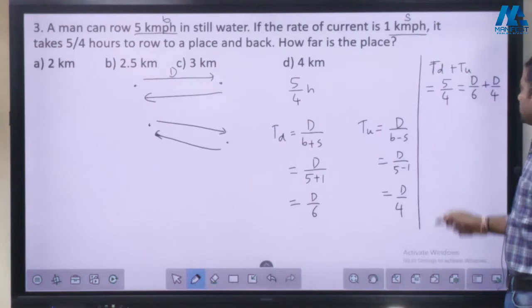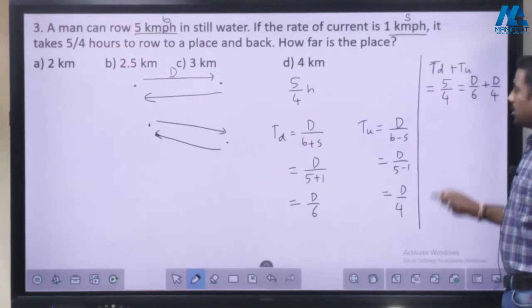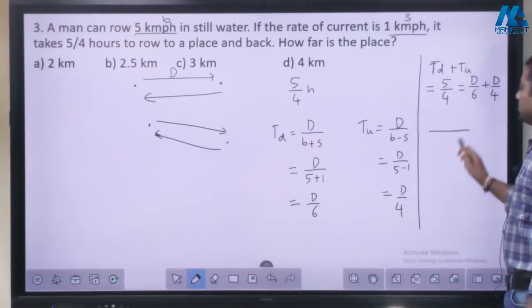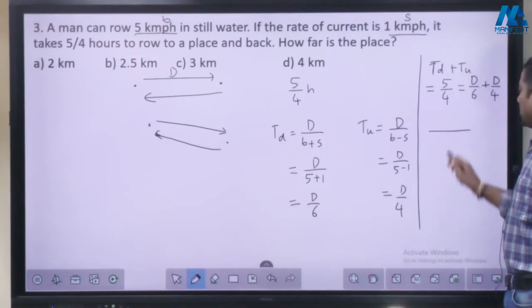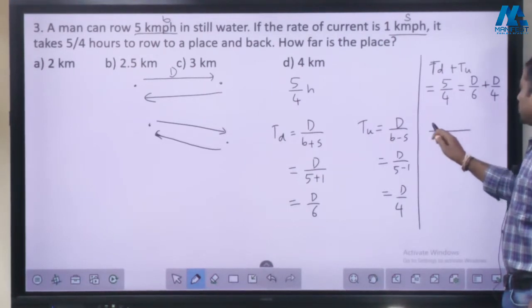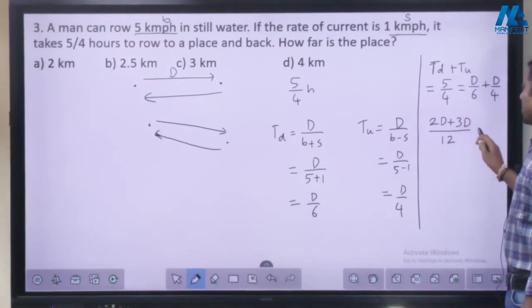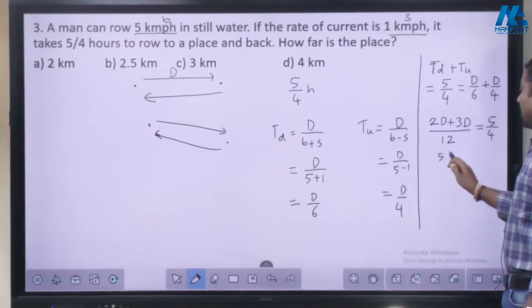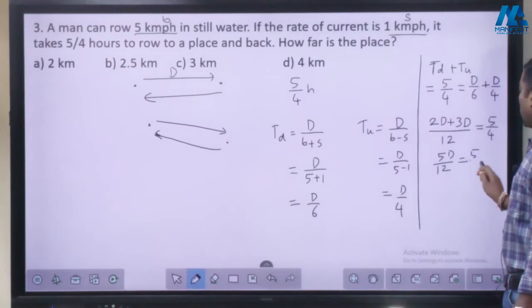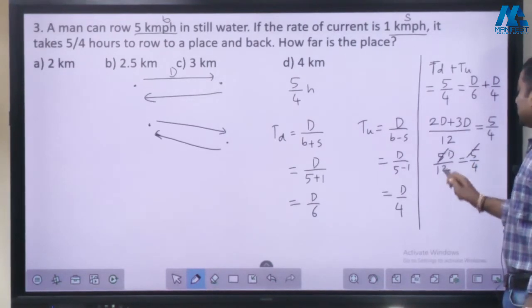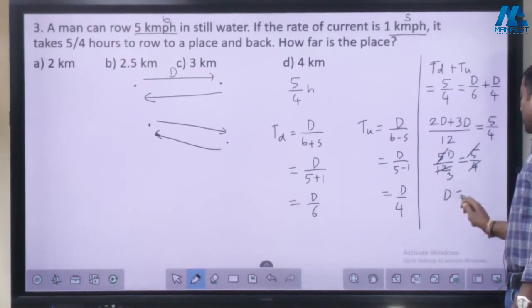Yes or no? So take the LCM of this. 12. So here 2D and here 3D. 2D plus 3D by 12 is equal to 5 by 4. So 5D by 12 is equal to 5 by 4. 5 gets cancelled. 4 1s are 4, 3s are 12. So D is equal to 3.